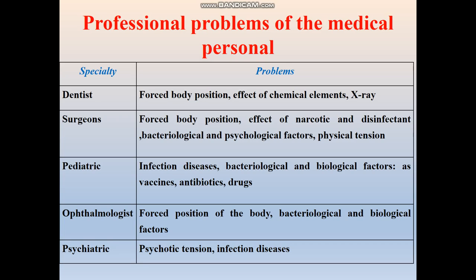A surgeon's disability or necessity to change occupation in 60-80 percent of cases can be explained by chronic intoxication with narcotic agents and anesthetics. In 11-20 percent, the cause is infectious disease. In 9-10 percent, the cause is physical and nervous overstrain.